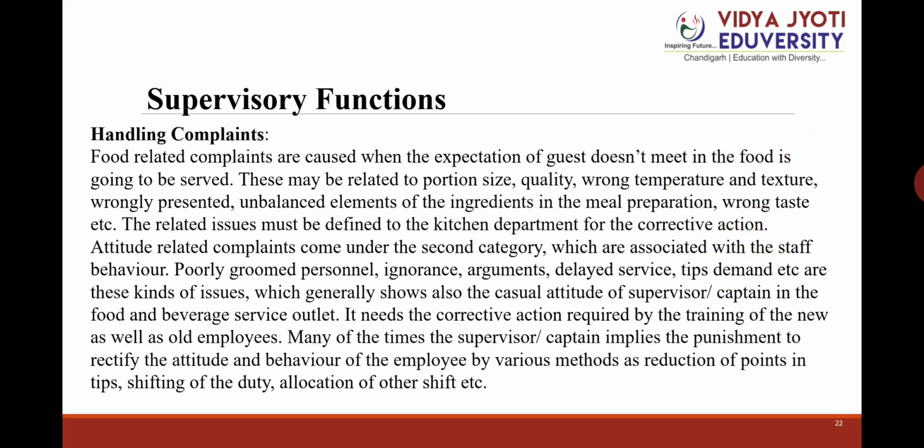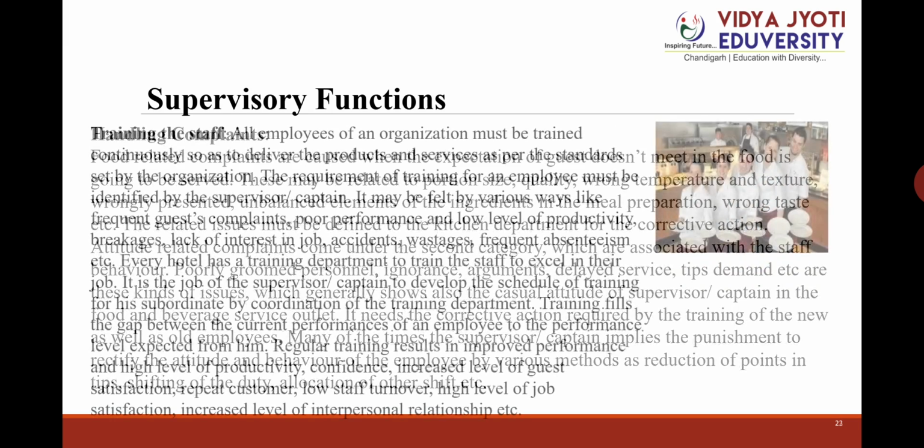Attitude related complaints come under the second category, which are associated with staff behavior. Poorly groomed personnel, ignorance, arguments, delayed service, tips demand, etc. are these kinds of issues, which generally also show the casual attitude of the supervisor or captain in the food and beverage service outlet. It needs corrective action through the training of the new as well as old employees. Many times the supervisor or captain applies punishment to rectify the attitude and behavior of the employee by various methods such as reduction of points in tips, shifting of the day, allocation of another shift, etc.